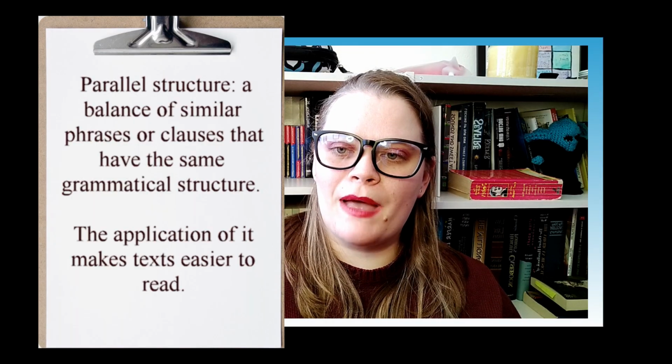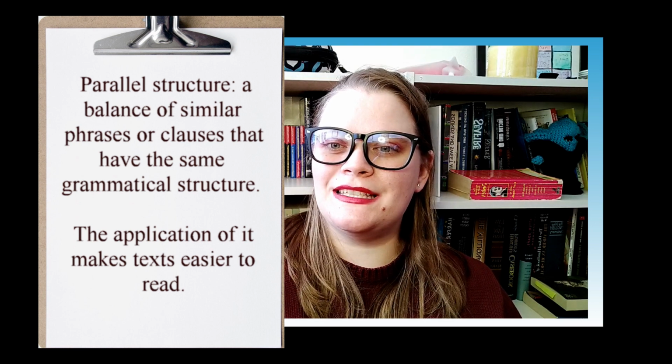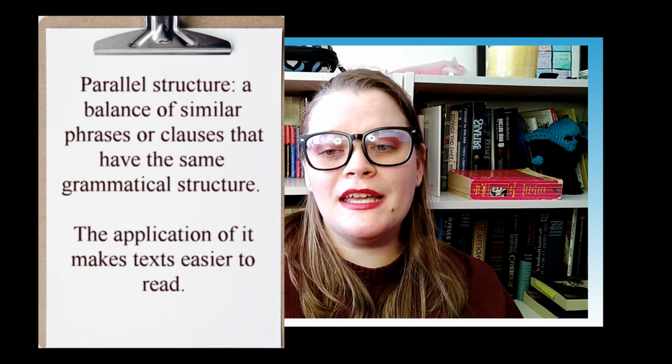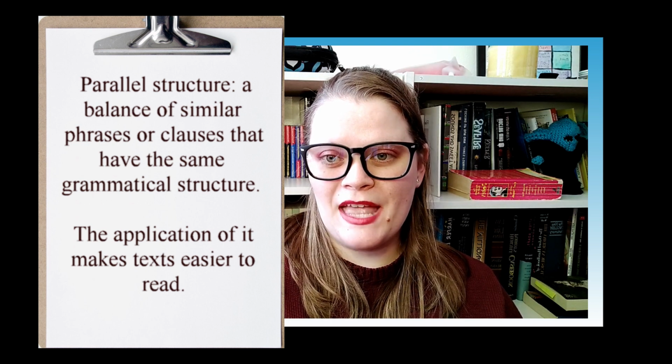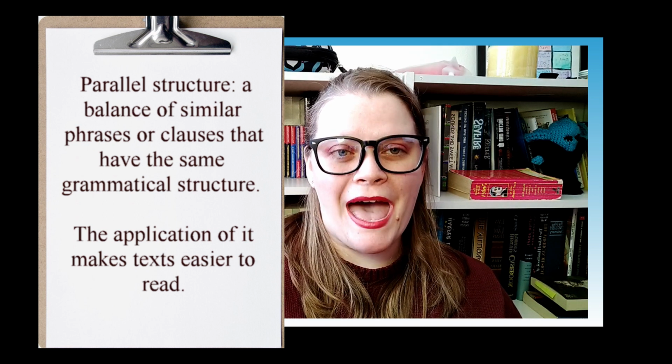Now, the formal definition of parallel structure is as follows. Parallel structure is a balance within one or more sentences of similar phrases or clauses that have the same grammatical structure. The application of parallelism affects readability and may make text easier to read and process. It's about using the same pattern of words. So when you use it, it shows that two or more ideas have the same level of importance. Usually it comes up when you're making lists. This can happen at the word, phrase, or clause level. The usual way to join parallel structure is with the use of conjunctions like and or.